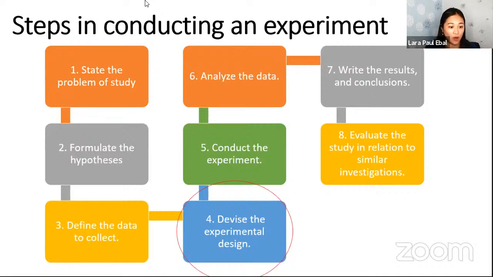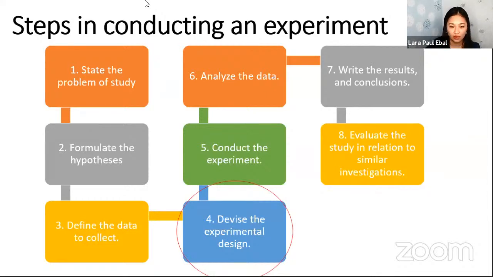State the problem of the study, formulate the hypothesis, define the data that you want to collect, or define the responses that you want. And then devise the experimental design, and then conduct the experiment. So again, before the conduct of the experiment, you really have to consult your statistician: what could be the appropriate design if my objective is this, if my research hypothesis is like this. So it's before the conduct, not the other way around, where you already have data and then you consult.